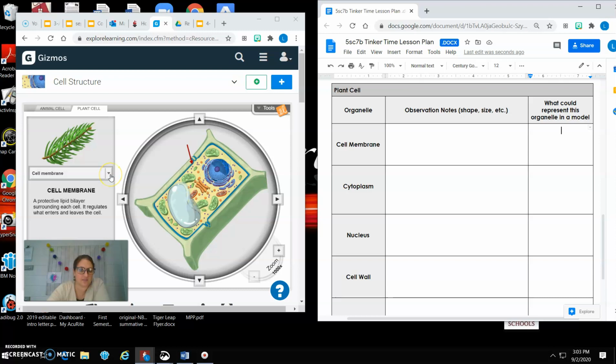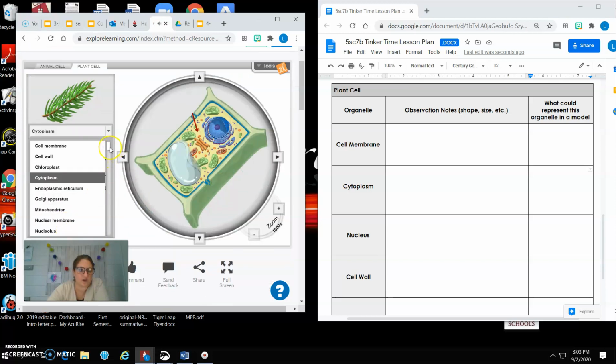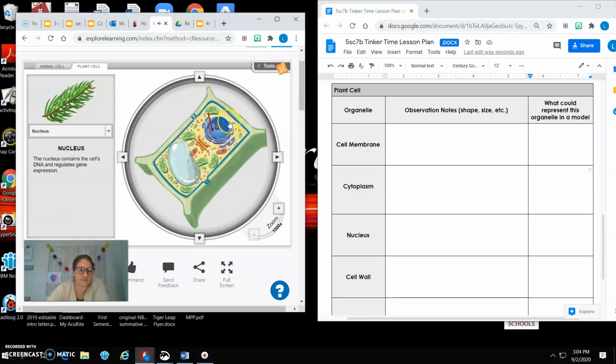Next, we're going to look at the cytoplasm. The cytoplasm is pointing to that cream, jelly-like substance that fills in the whole cell. So it looks very much the same as the animal cell. So what might you use for the cytoplasm on your plant cell? Next, we're going to look at the nucleus, which we already saw looks the same in the plant cell as it did in the animal cell. So I probably will just use the same Whopper, and I'm going to write my observations here.